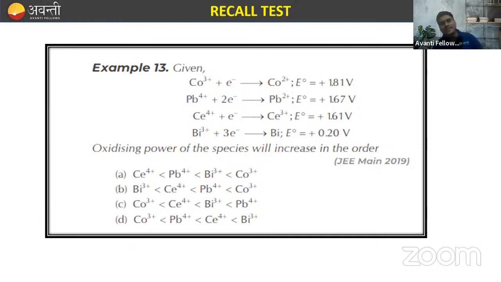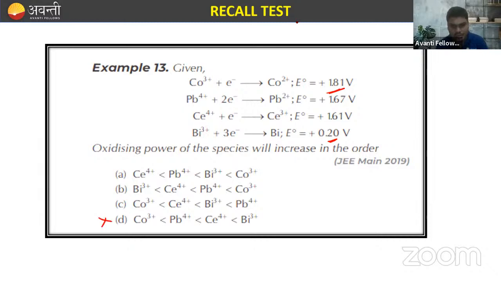Beta, oxidizing power means electrode reduction potential having maximum positive value, right? So if you say option D, then Bi plus 3 having electrode reduction potential value only plus 0.20 volt, whereas Co3 having 1.81. So Co plus 3 having more, na? So D option is not the correct one, right? So this is not correct.